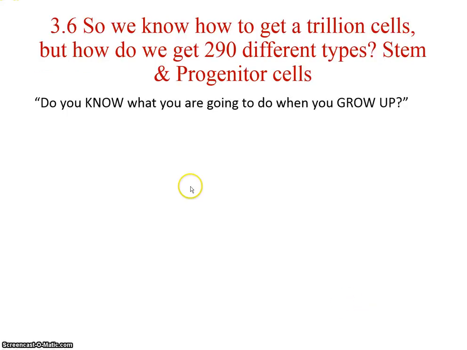All right? So we know how to get 1 trillion cells. Divide, divide, divide, divide, divide. How do we get 290 different cell types? And we know now that there's far more than that. So this last concept is about stem and progenitor cells. So where we started, right? Where we first came in. Yay, we came back to where we started, right?